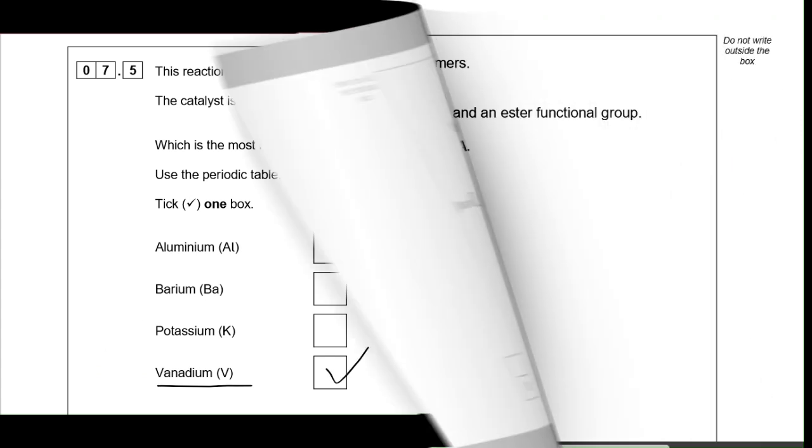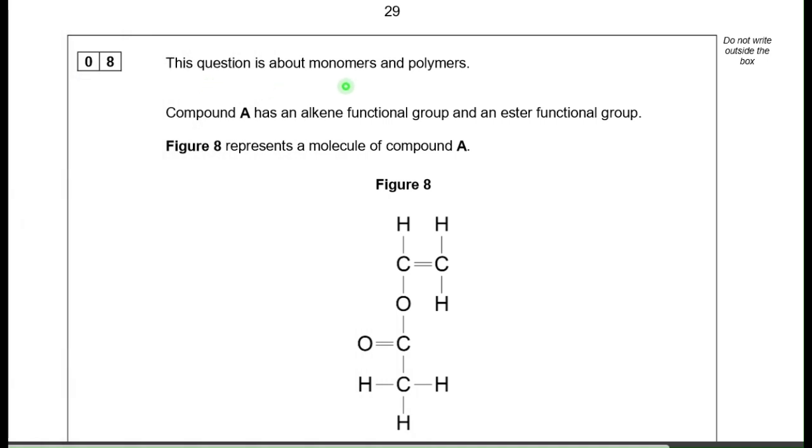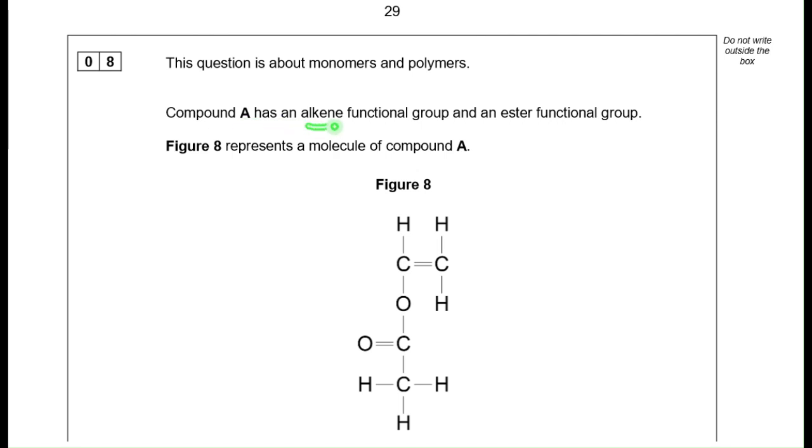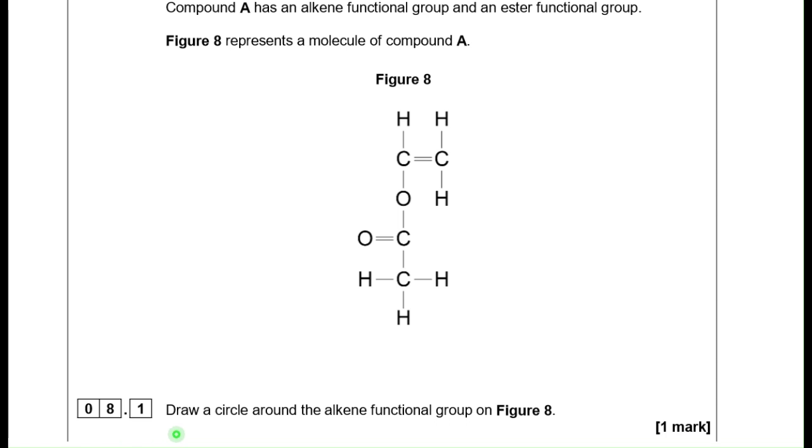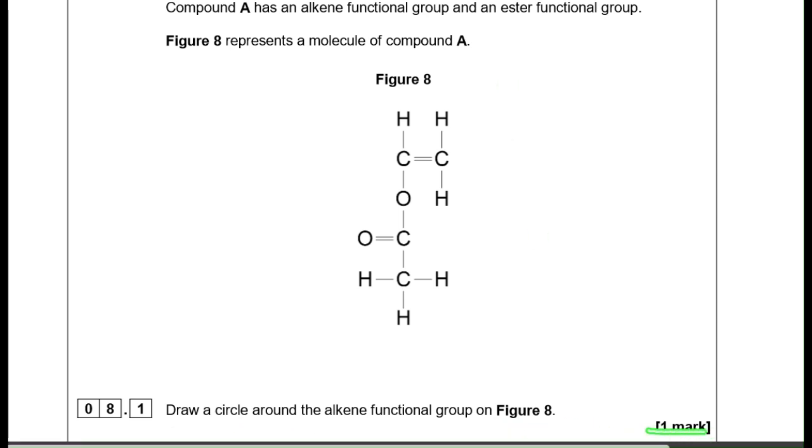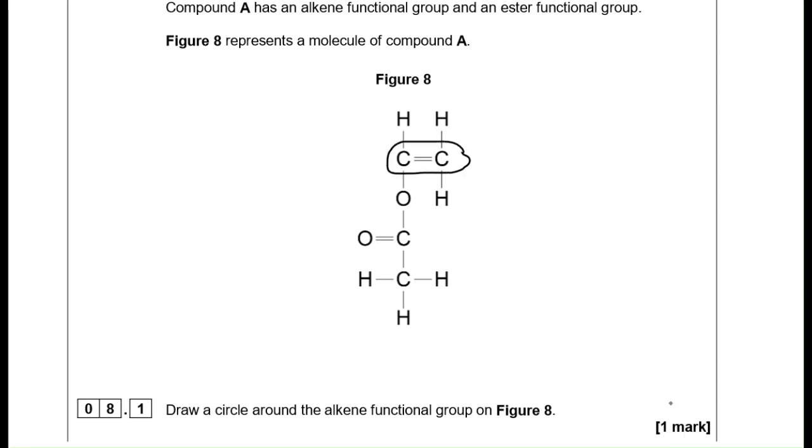Over the page, question 8. This question is about monomers and polymers. Compound A has an alkene functional group and an ester functional group. Figure 8 represents a molecule of compound A, and you can see the molecule displayed there below. Here's your carbon-carbon double bond, and here's your ester link. Question 8.1. Draw a circle around the alkene functional group on figure 8 for 1 mark. And there's your carbon-carbon double bond for 1 mark.